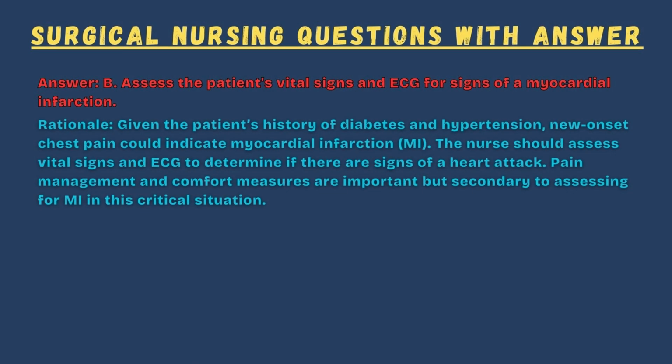Answer. B. Assess the patient's vital signs and ECG for signs of a myocardial infarction. Rationale. Given the patient's history of diabetes and hypertension, new onset chest pain could indicate myocardial infarction, MI. The nurse should assess vital signs and ECG to determine if there are signs of a heart attack. Pain management and comfort measures are important, but secondary to assessing for MI in this critical situation.